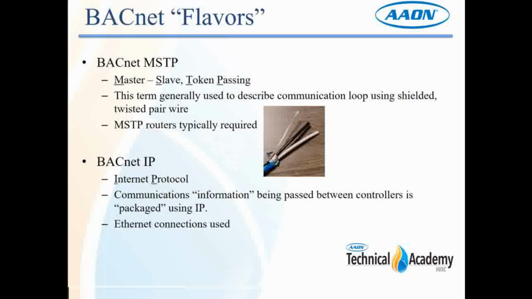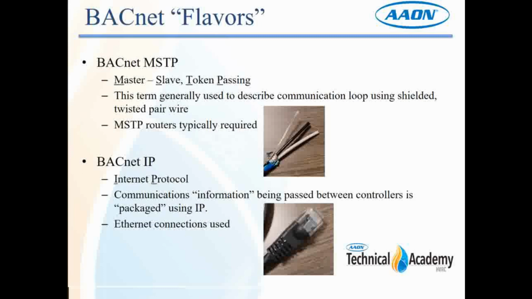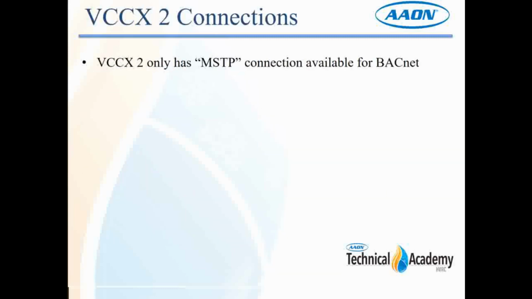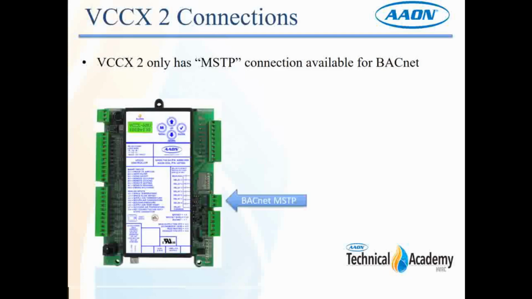Typically, you're going to use Ethernet connections for this type of communications. And so there's your standard Ethernet connector. And typically, standard routers are going to be used during that time. So VCCX only has MSTP BACnet available at this time. That connection can be found right here on your VCCX2 controller.